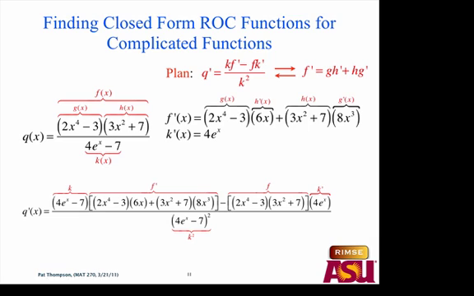So, questions about the overall attack of the problem. Do you understand how the product rule and the quotient rule are working together here? Do you see it?